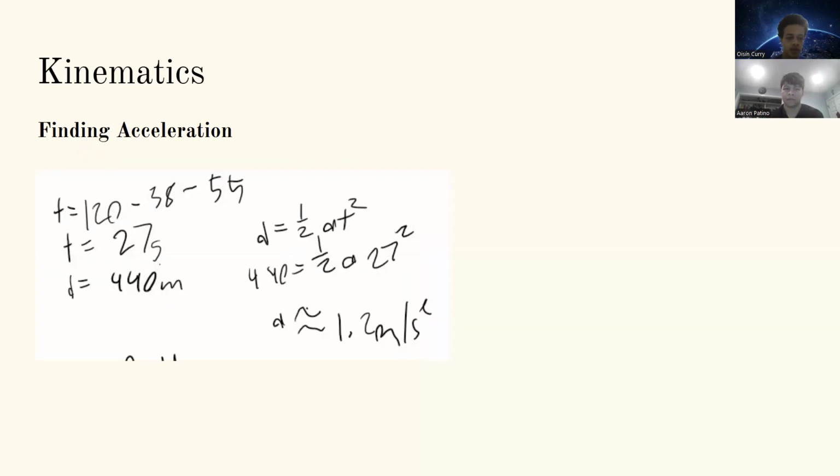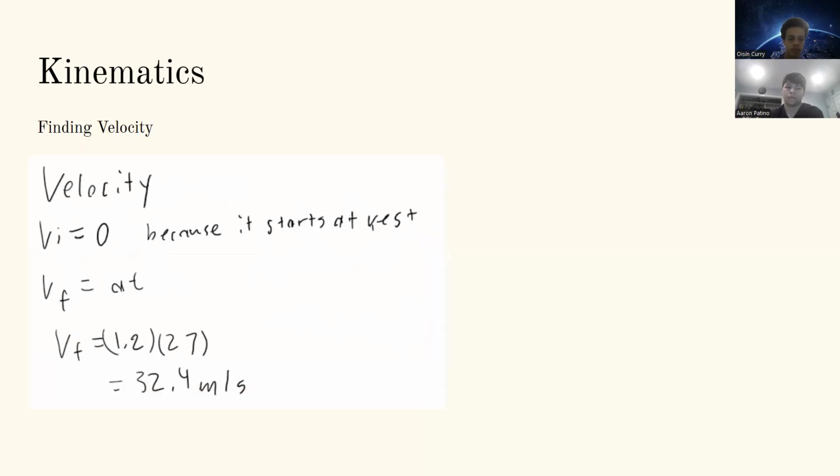So we calculated for the time, which is 27 seconds, and we found the distance. We used the distance formula to calculate the acceleration, which is 1.2 meters per second squared. Because they start at rest, the initial velocity is zero. To calculate the final velocity, we use acceleration times time, which is 1.2 times 27, equal to 32.4 meters per second.